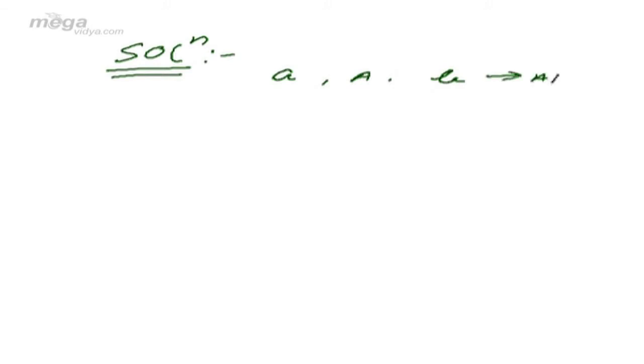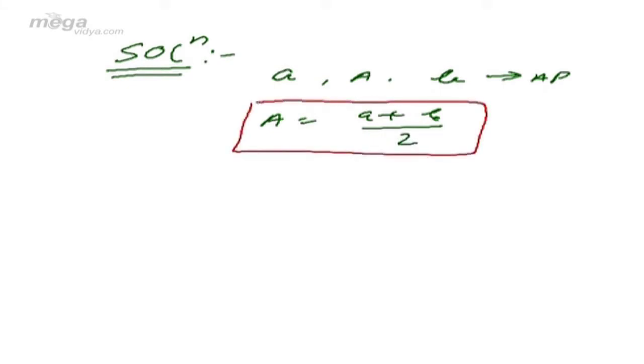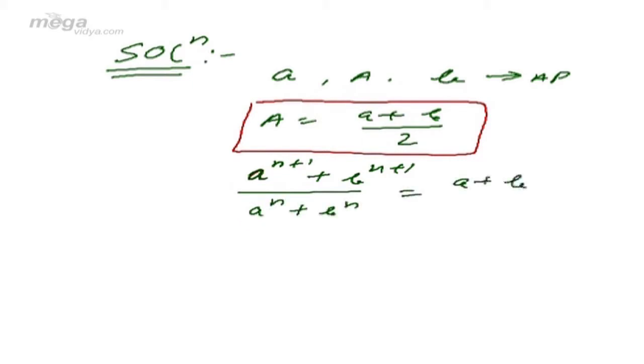This sequence is in AP. Therefore, you know already the value of the arithmetic mean is equal to (a + b) / 2. In the question, the value is given as (a^(n+1) + b^(n+1)) / (a^n + b^n), and this is equal to (a + b) / 2. Now we have to find the value of n here.